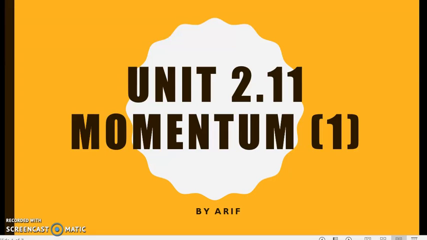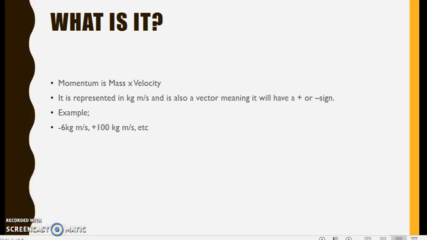Alright everybody, this is unit 2.11, Momentum, part 1. That's right, you heard me right, it's part 1. You see, it's so big and it's so hard to actually comprehend what they're trying to say. They split it into 2 parts. Oh my god! Alright, what is momentum?